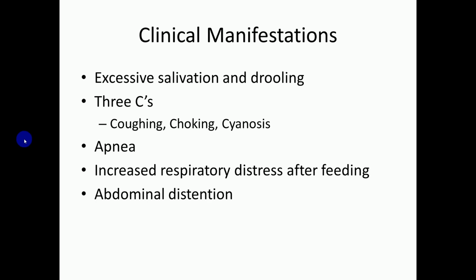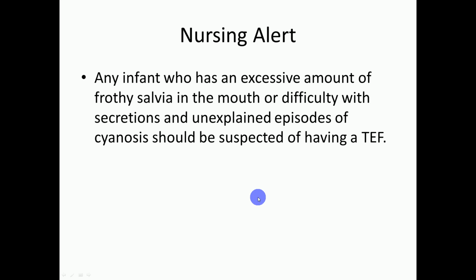All right, so what are the clinical manifestations? Like I talked about earlier, excessive salivation and drooling, and the 3 C's: coughing, choking, and cyanosis. So be looking for those. Apnea, increased respiratory distress after feeding, and abdominal distension depending upon the type. So nursing alert: any infant who has an excessive amount of frothy saliva in their mouth, difficulty with secretions, and unexplained episodes of cyanosis should always be suspected of having some type of TEF with or without an EA.